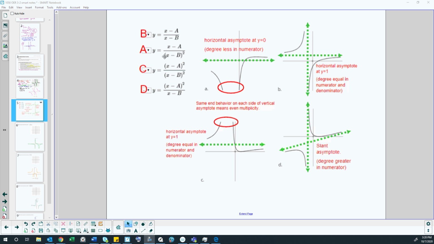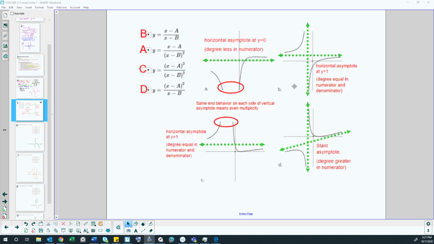We have a vertical asymptote at B, whatever value that is. This is just assuming that B is at a negative value, so there's where our asymptote would be somewhere. Now the important thing is to note that we have this multiplicity of 2. Notice how both ends of the graph are going the same direction. Same end behavior on each side of the vertical asymptote means even multiplicity. So this has an even multiplicity of 2, so the end behavior of the graph on each side of the asymptote is the same direction.